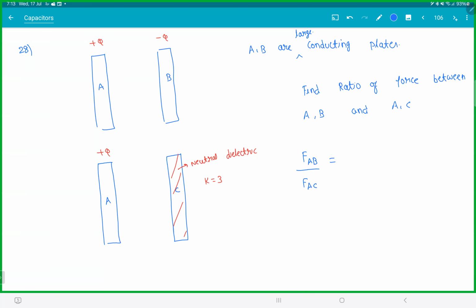Just to give a little idea, the force will be only due to the charges between the inner surfaces. The outside surface charges don't interact with inside. Remember, the field doesn't come inside only.